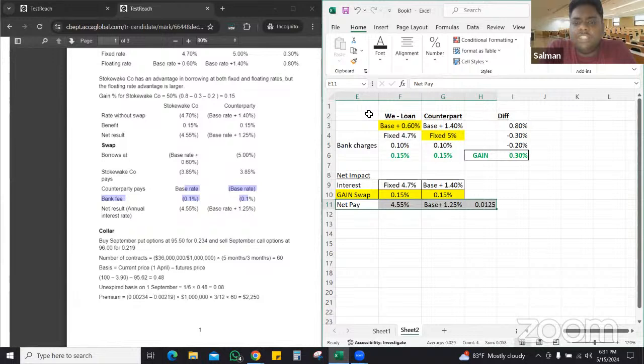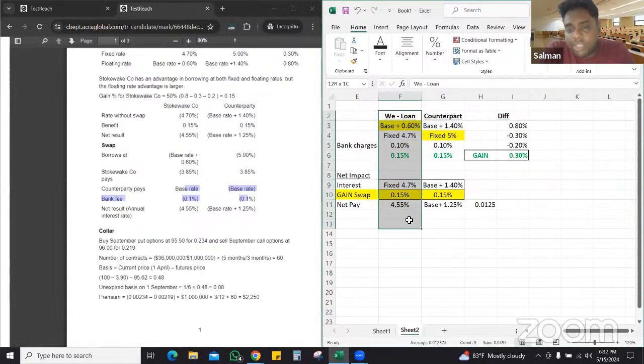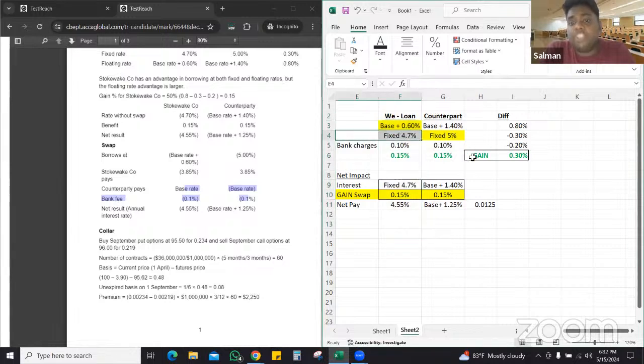As we did in the first computation, you can see each party will have a gain of 0.15%. Now this answers your question: if we have the advantage in both fixed and variable, why should we go for an interest rate swap? See, if we do not swap, we will pay a fixed rate of 4.7%. After swap, we will pay only 4.55%. Counterparty, if they do not swap, will have base rate plus 1.4% interest, but now base rate plus 1.25% interest. So that's how the saving is.